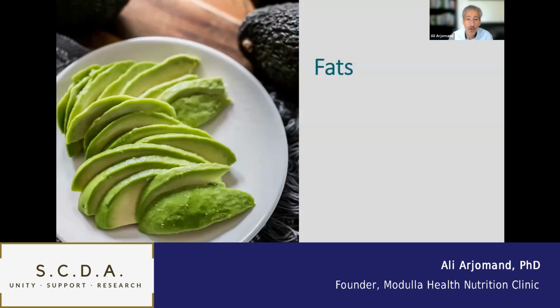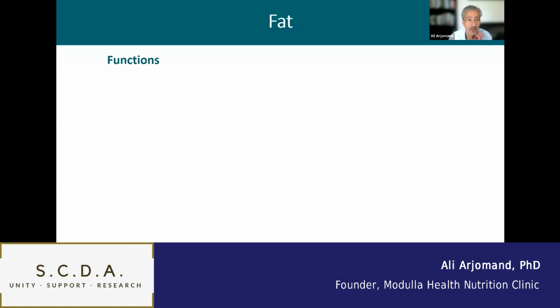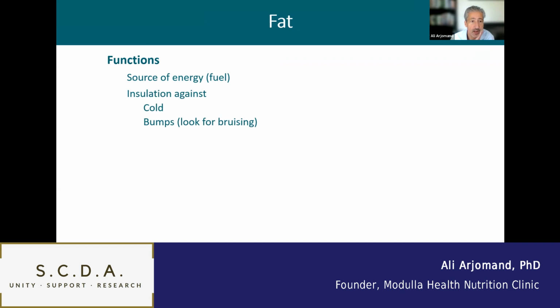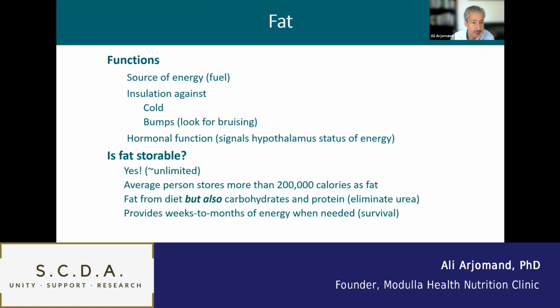All right, so that's protein. Let's talk about fats. Fat functions as many things. A source of fuel, of course, and also as insulation, it prevents cold and bumps. So look for bruising, maybe as a sign of loss of fat. There's also a lot of hormonal functions.